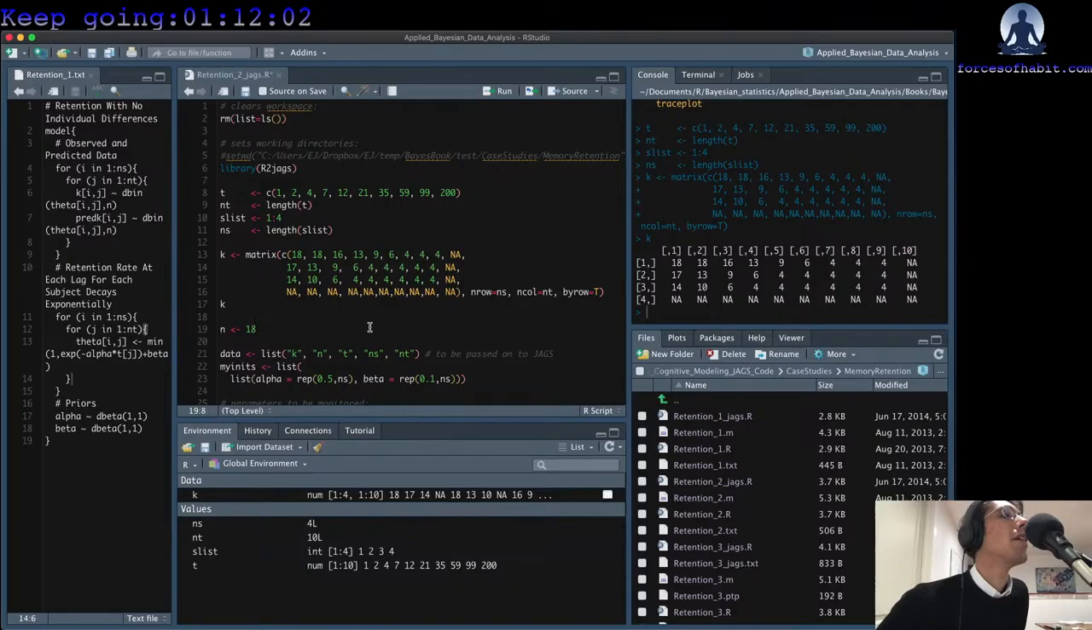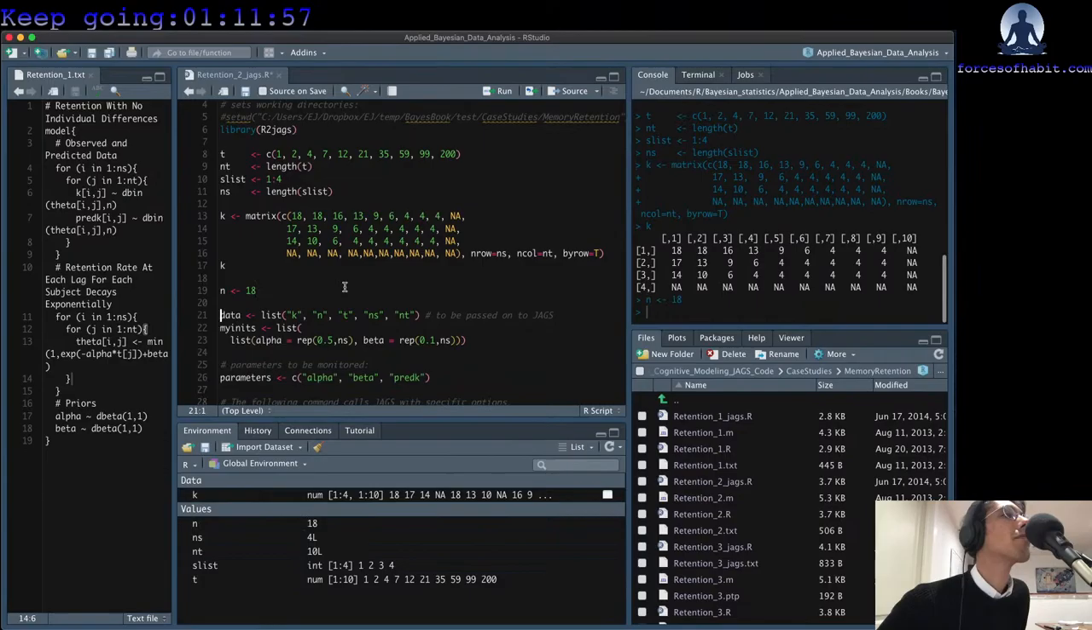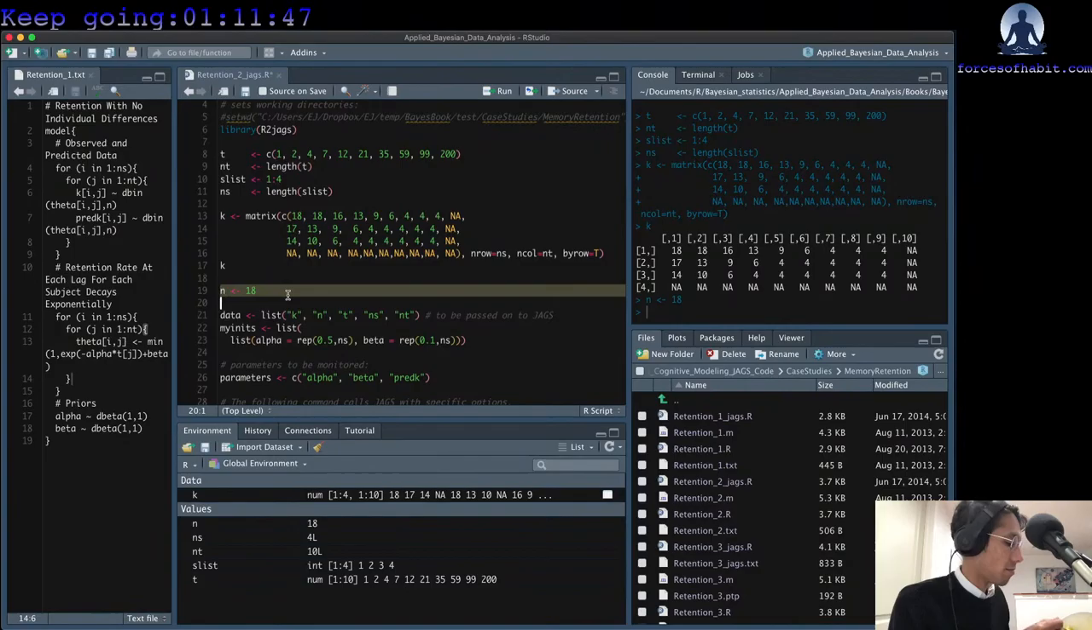And now N. Oh, N is the number of memory retention questions at a given time point. I think. Yeah. So over time, we're going to assume 18 is a perfect score. And then anything below 18 is not a perfect score.